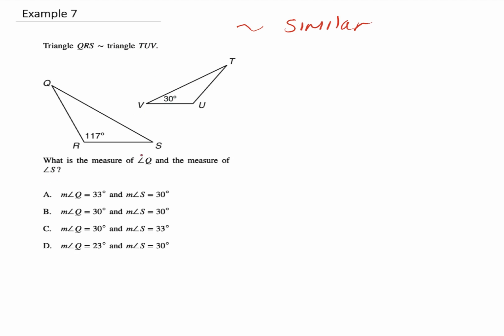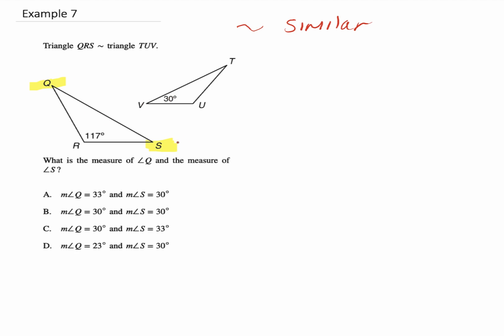What is the measure of angle Q? We need to find the measure of angle Q, and we have to find the measure of angle S. Notice that angle R is given to us, it's 117 degrees. But when you go over to the smaller triangle, notice that they give us angle V, which is 30 degrees. Who does angle V correspond to? Does it correspond to Q or to S?